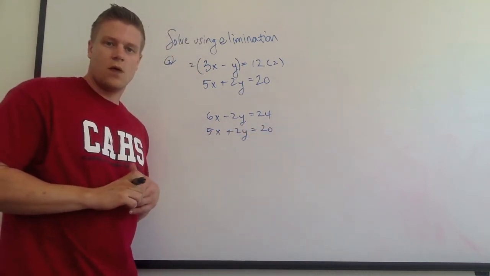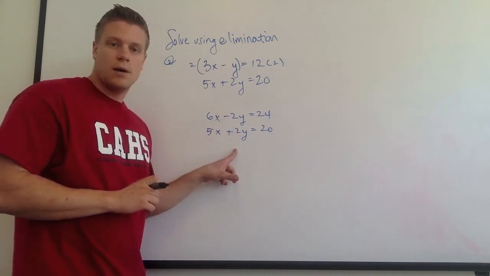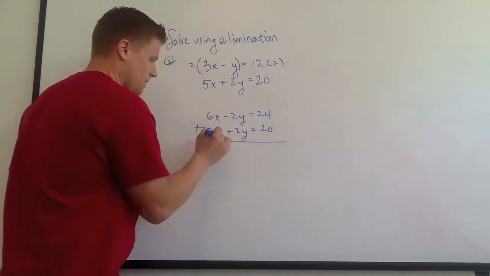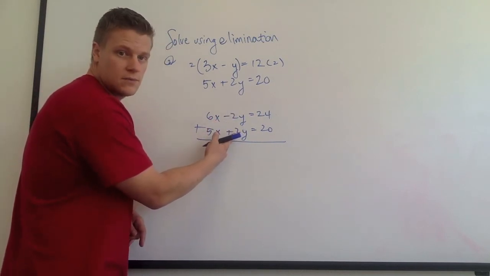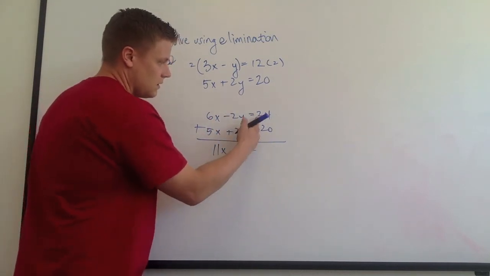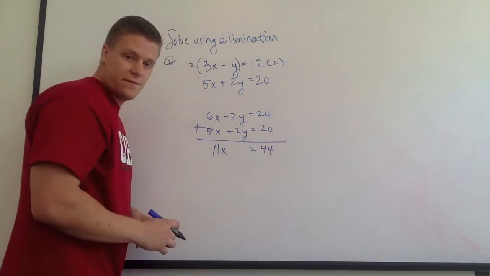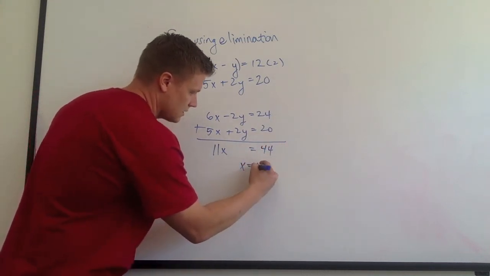Now if I take a look at our y values, we have negative 2y, positive 2y. If we add these up, 11x, negative 2y, positive 2y, those will cancel out, equals 44. And when we solve for x, x is 4.